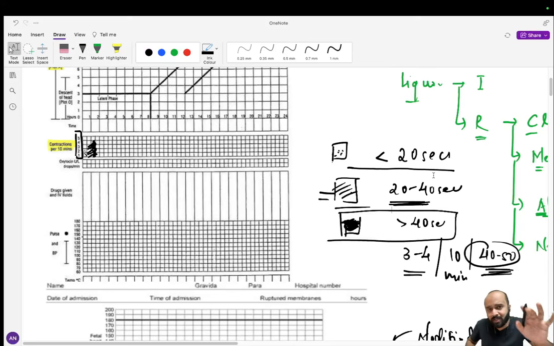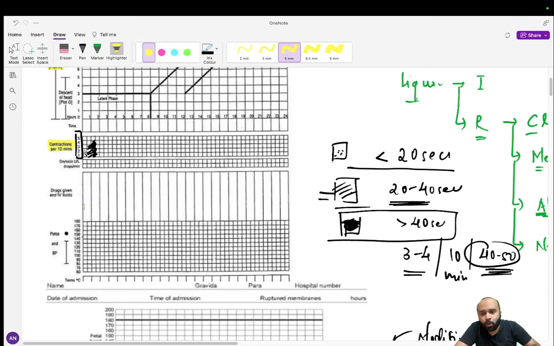Less than that, that is less than 20, is not good. More than 50, it's not good again. So this is how the contractions are going to be charted. So once I chart the contractions, if it is occurring spontaneously without oxytocin, then I don't need to do anything more. But if it is with oxytocin, then I'll be writing the dose of oxytocin that I'm giving.